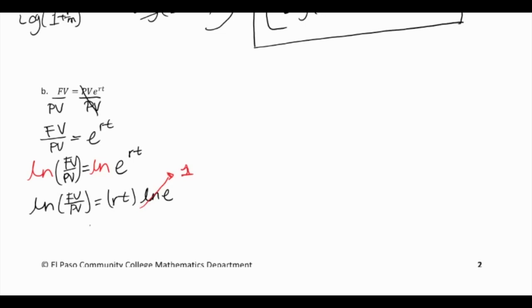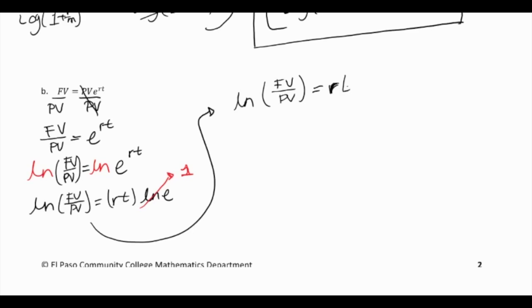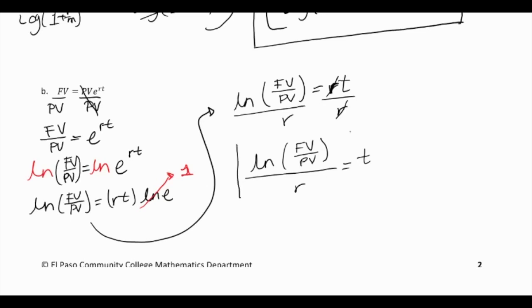So from here, we have ln of FV over PV equals rt. And we need to solve for t. So we divide both sides by r. So what do we have left? We have ln of FV over PV divided by r equals t. And that's our final answer.